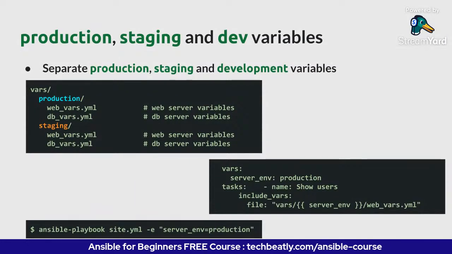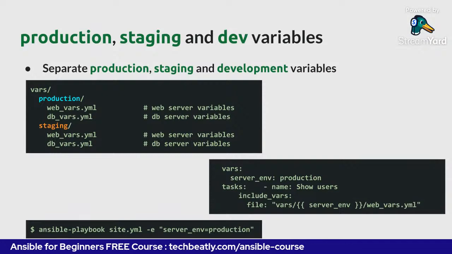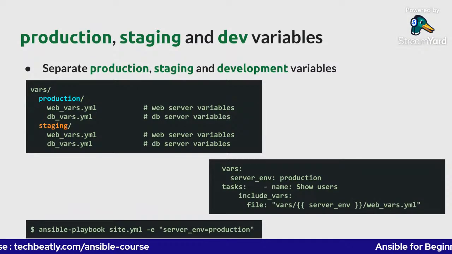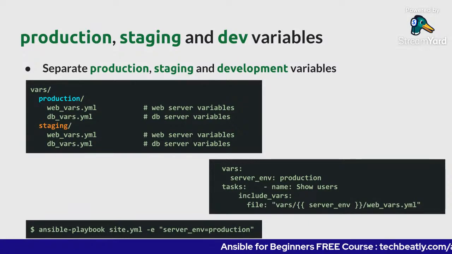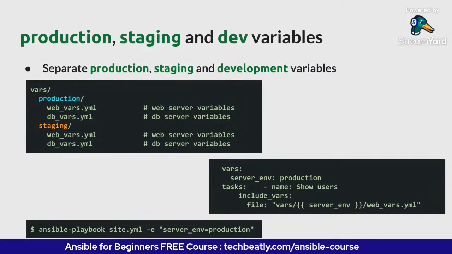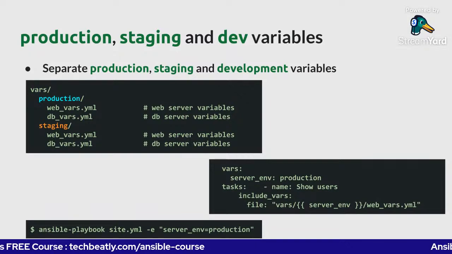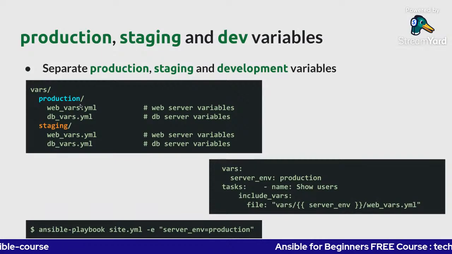As we discussed earlier about the inventory, try to keep separate variable information for your production, staging, and dev, because maybe for production you have some specific API keys or some specific variable files or variable information. So try to keep these in the same way as you use for the inventory. So separate the production, staging, and development variables.